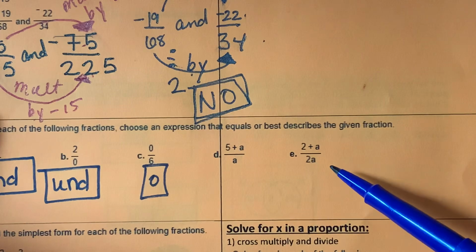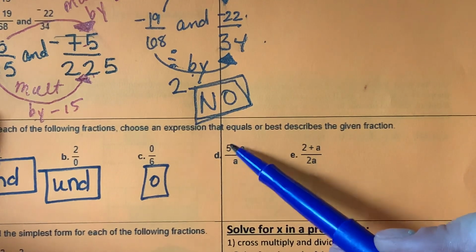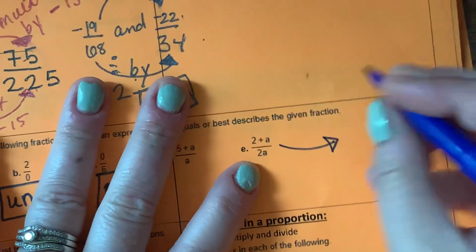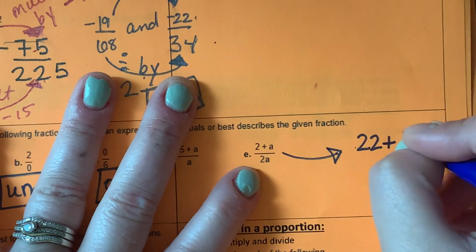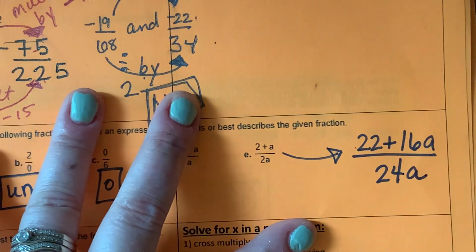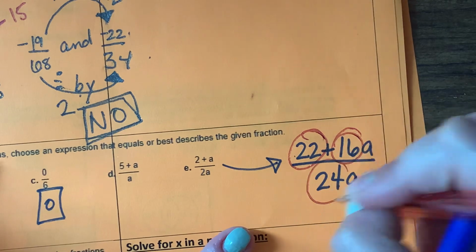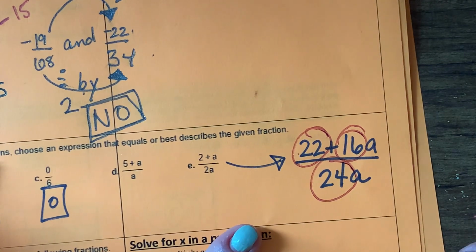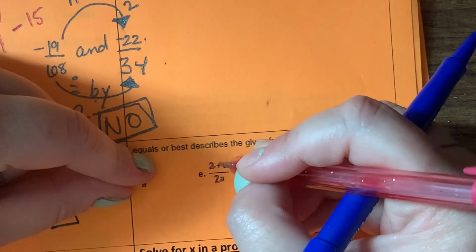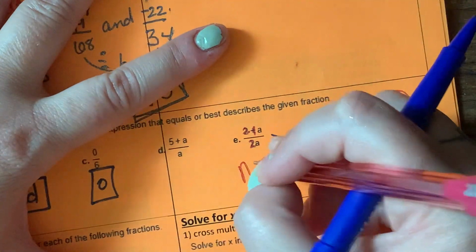And then this last one, if we could cancel some of this, we could. Like on this part E, if it said maybe 22 plus 16a all over 24a. If it said something like this, maybe I could reduce all three of these numbers by 2. But if we look at all your numbers, you got a 2, 2, and a 1. And you can't divide all those numbers by anything. So I'm just going to say, nope.